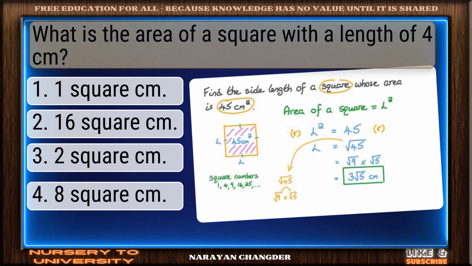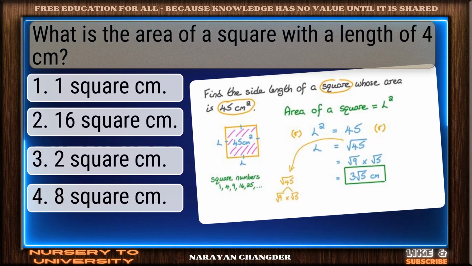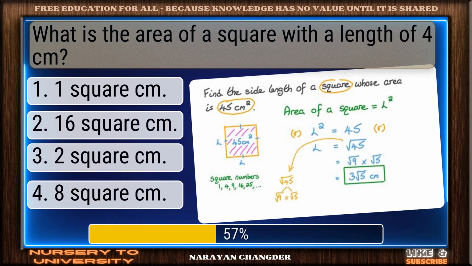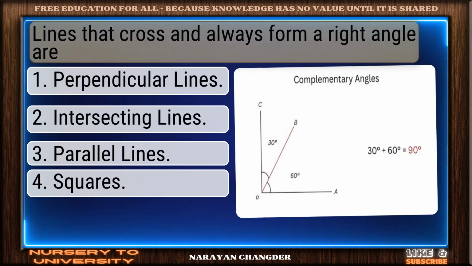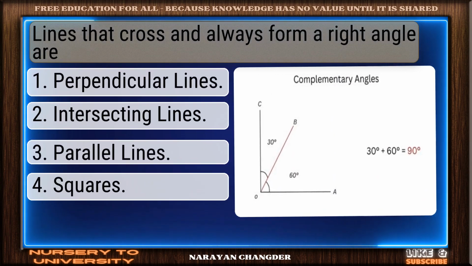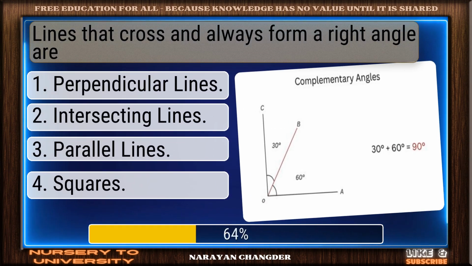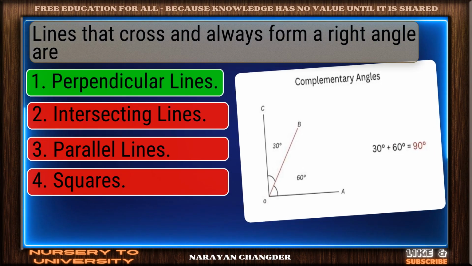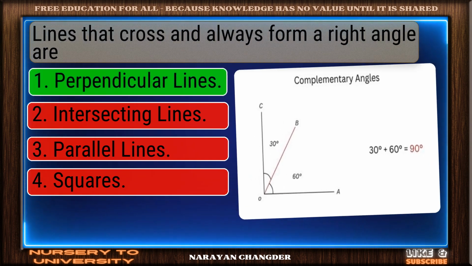Question number 174. What is the area of a square with a length of 4 cm? 0.16 square cm is true. Question number 175. Lines that cross and always form a right angle are? Excellent choice. Perpendicular lines is the right answer.